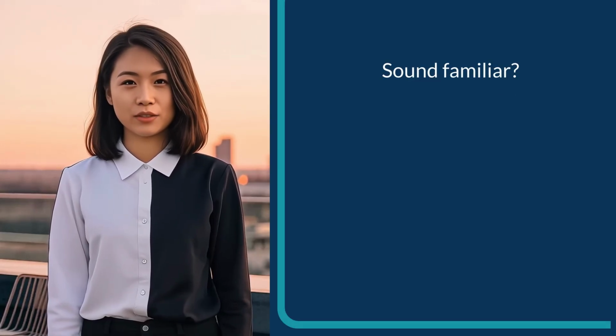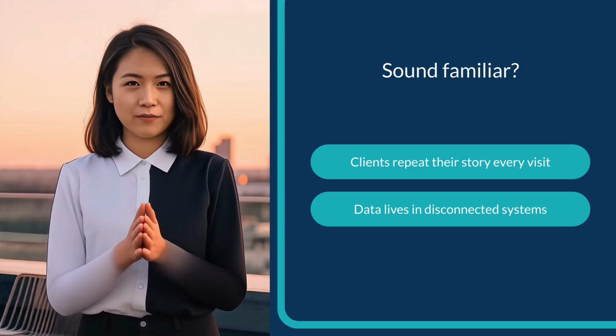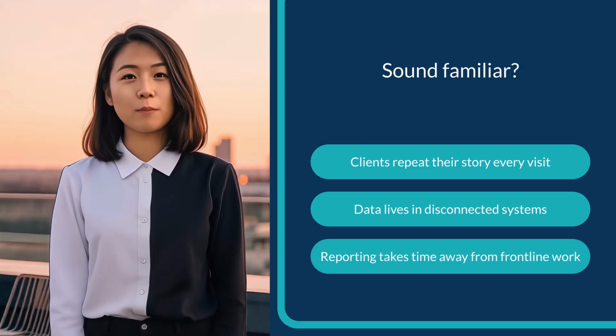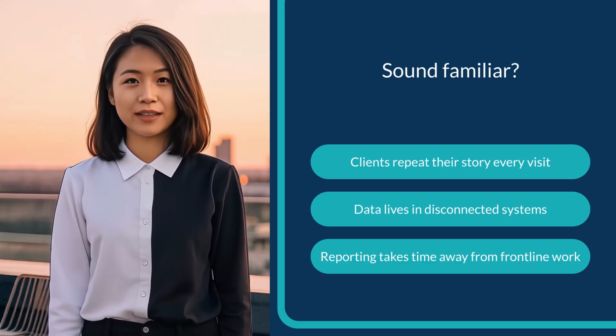In many organizations, the work doesn't fit the technology. Clients end up repeating their story, information lives in different systems, and reporting takes time away from frontline work. Mareto was designed with social services in mind, so your team can track multiple services in a single client record, manage cases and events in one place, and report outcomes with real-time dashboards and exportable reports.